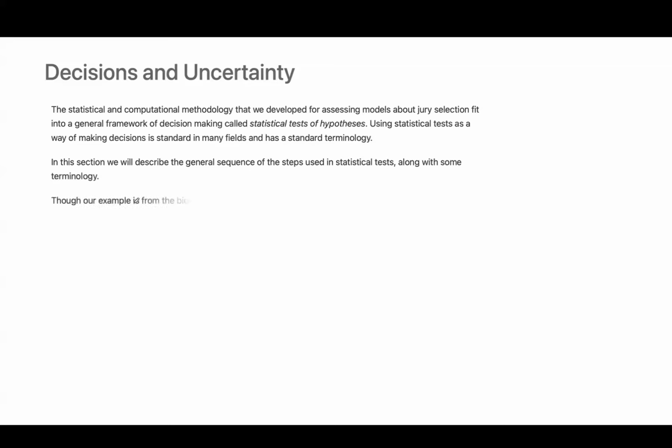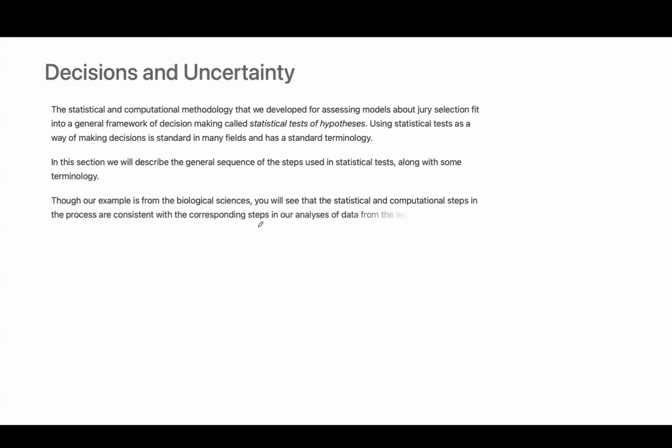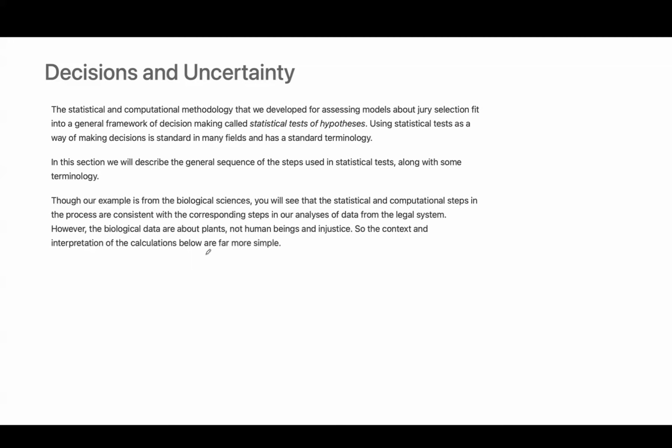Our example is from biological science, and you're going to see that the statistical and computational steps in the process are consistent with the corresponding steps in our analysis of data from the legal system. However, the biological data are about plants, not human beings and justice. So the context and interpretation of the calculations below are very simple. We're going to talk about the Mendel model.